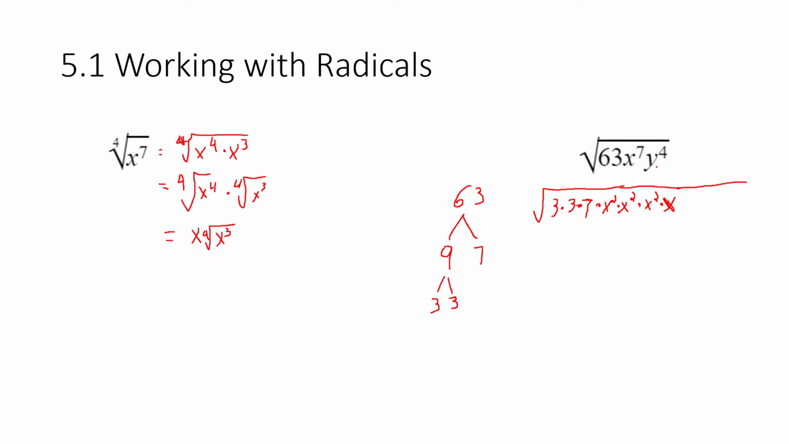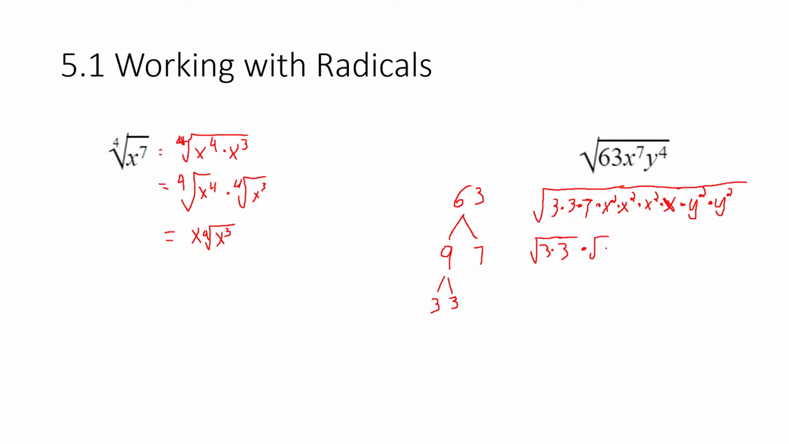X to the 4th is itself a perfect square, but let's split it apart anyway. So y squared and y squared. So we've got some perfect squares to pull out of here. So we're going to separate this into all of our perfect squares, and then the ones that we can't, we'll leave in one radical. So 3 times 3, we're going to pull that out.